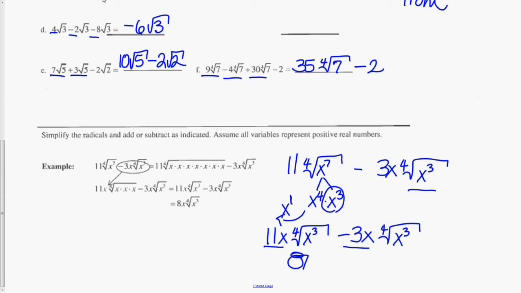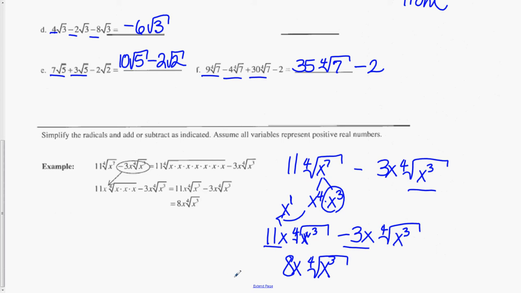Well, let me erase that. That's kind of messy. That's going to give me 8x fourth root of x cubed, because 11x minus 3x.